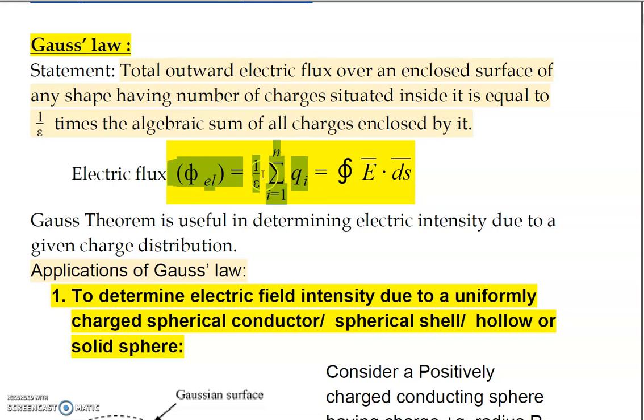So it is 1 upon epsilon times the sum of all the charges. Positive charges will have to be taken positive, negative charges will have to be taken negative. That is what it tells you. Now this electric flux phi, over a complete surface, will always be equal to the surface integral of E dot ds. So this is what we have already studied, that phi is equal to the integral of E dot ds.